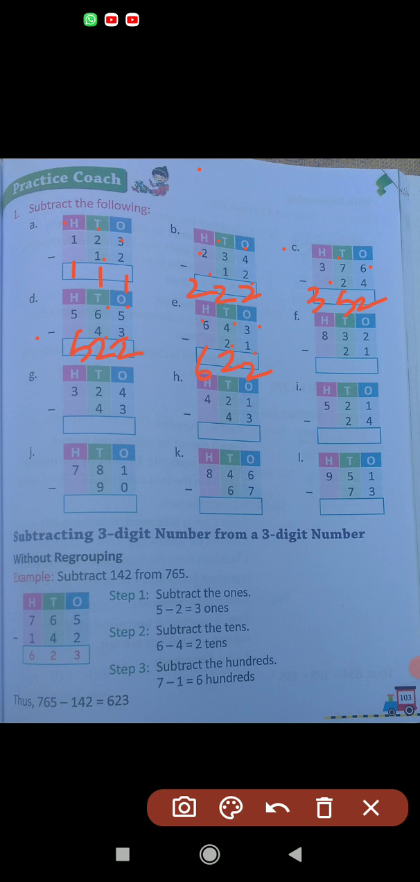Next question. Question number F. 832 minus 21. Okay. Now subtract 1's place. 2 minus 1 is equal to 1. Okay. 3 minus 2 is equal to 1, from 10th place. And 100th place 8. 8 comes directly in 100th place. The answer is 811. 832 minus 21 is equal to 811. Okay, got it? Yes, next question.